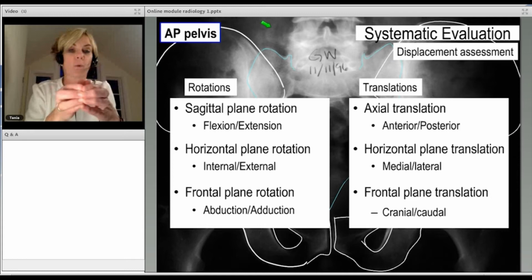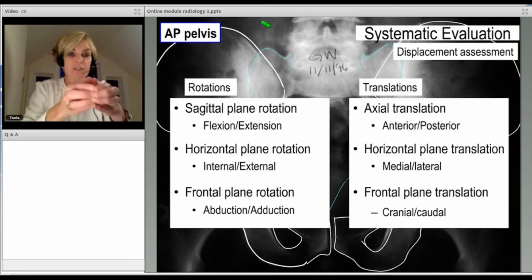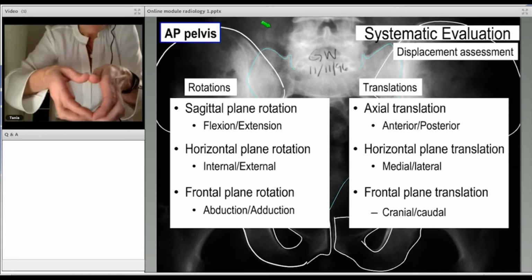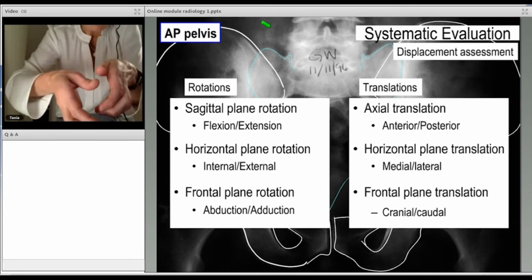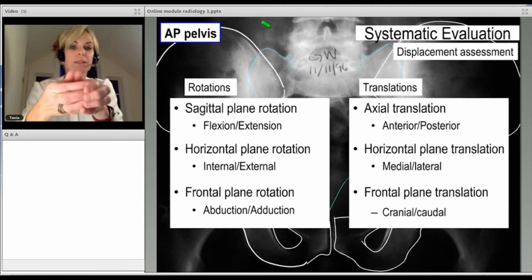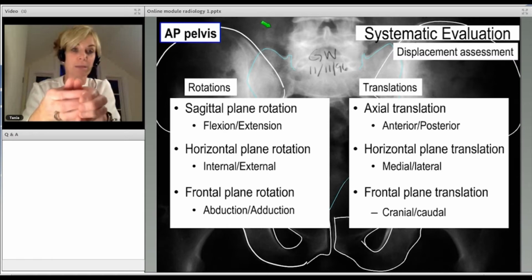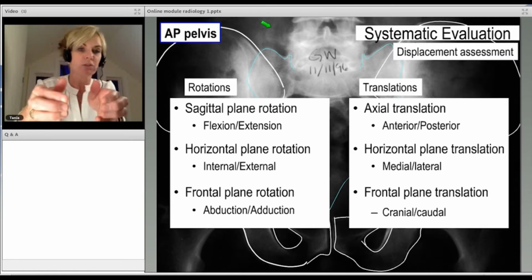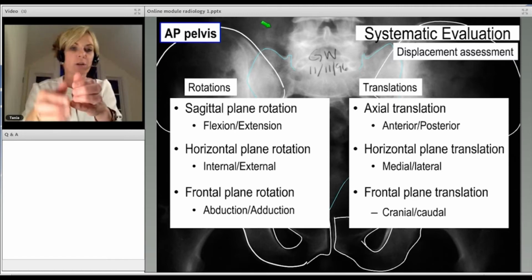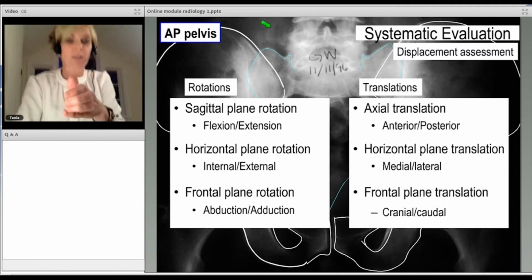Translations that can occur. Well, the pelvis can translate posteriorly or anteriorly. If we were looking at an inlet view, it would be posterior or anterior. Horizontal plane rotation would be a medial translation, which is hard to imagine and it doesn't happen very often, but at least we can get some compressive injuries in the sacrum that might lead to some medial translation, but we certainly see lateral translations. And then frontal plane translation, which is quite important, cranial or caudal translation.